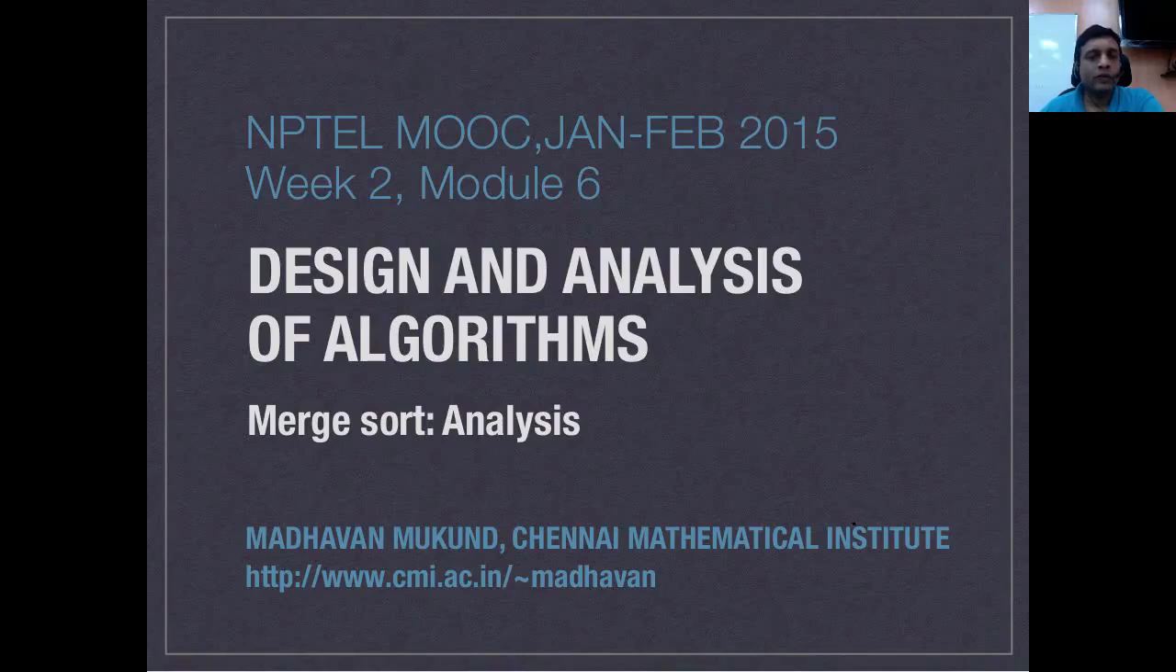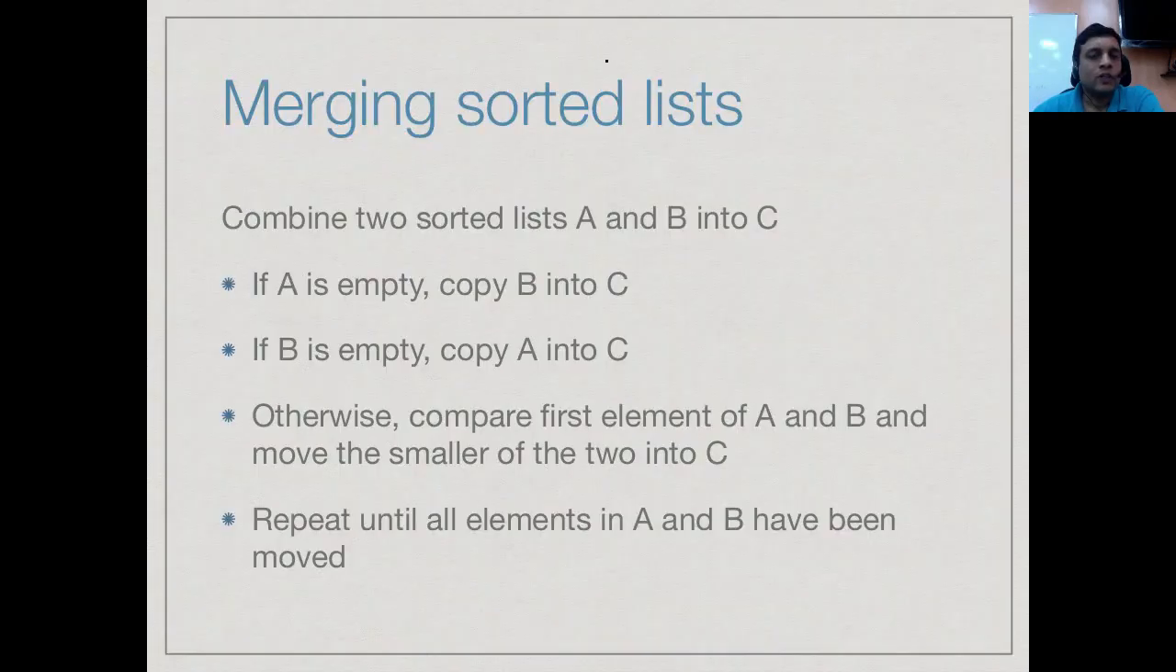So we have seen how to use a divide and conquer strategy to implement a sorting algorithm called merge sort. So now we want to analyze whether merge sort actually behaves better than our order n squared intuitive sorts like insertion sort and selection sort. So in order to analyze merge sort, we first need to look at the merge operation itself.